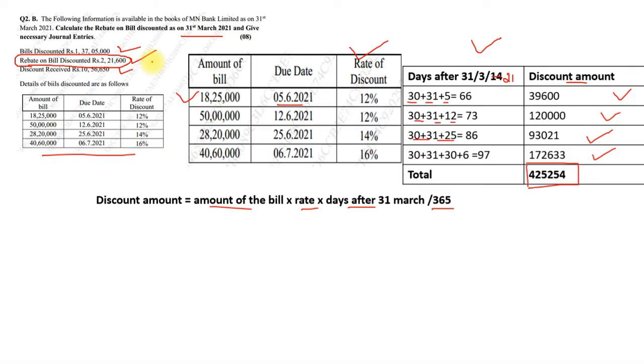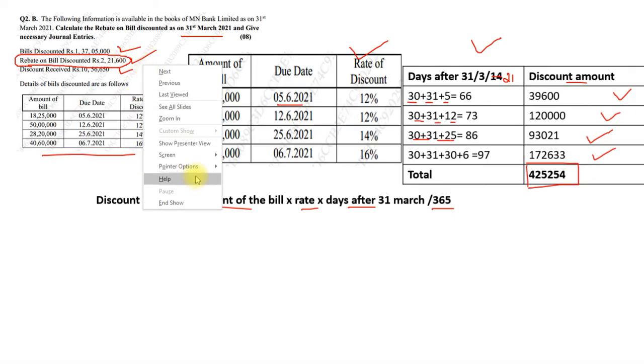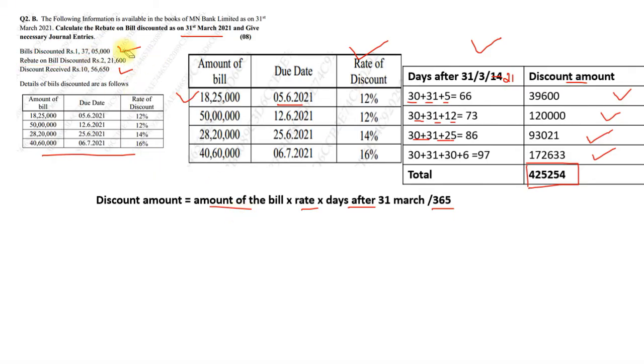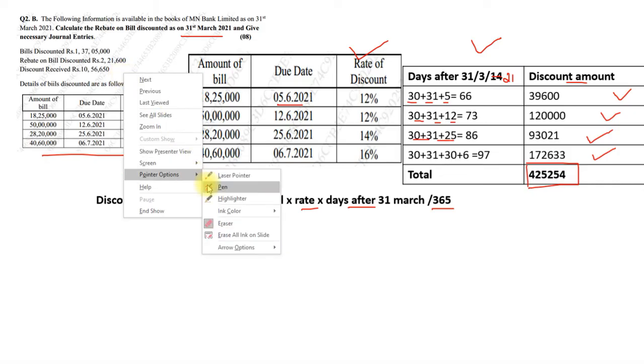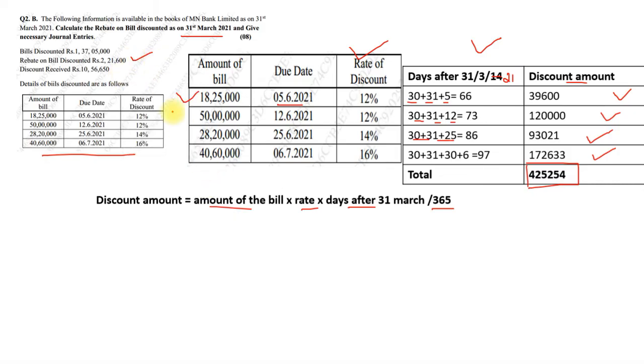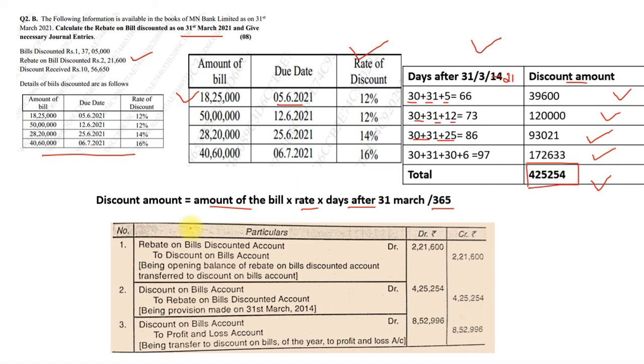21,600. Okay, so I'll just erase all of that part. Now from your journal entries, first, one journal entry of 2 lakh 21,600 will be passed. Always remember the entry will be rebate account debit to discount on bill discounted. Okay, that will be the first. Then the second entry will be based on the discount that we have got, and the third will be where we're going to transfer it. Okay, so these are the three journal entries which you have to remember always.